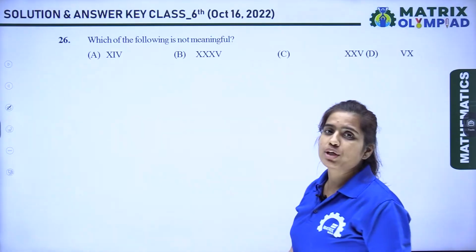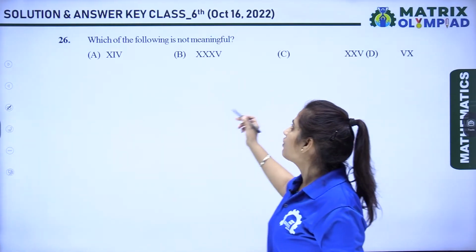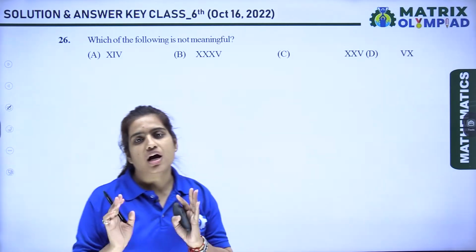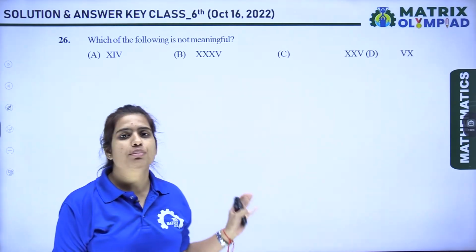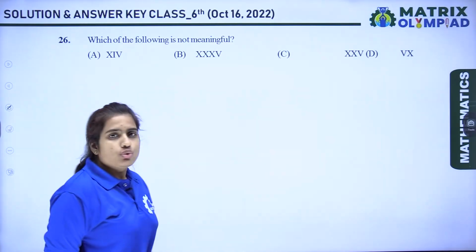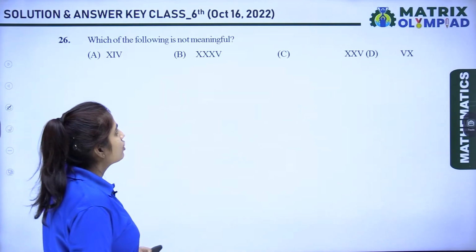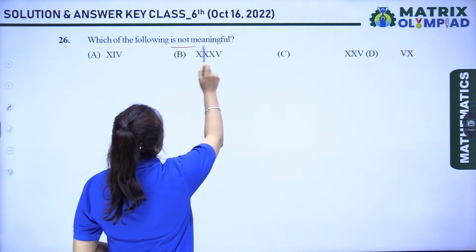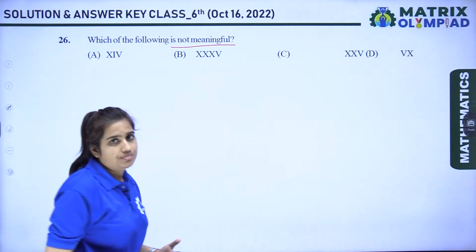Now, question number 26. Which of the following is not meaningful? You have to remember the rules of the Roman numbers. After that only you will be able to solve this question. So, you have to apply the rules of Roman numbers. Here you have to find out the number which is not meaningful.